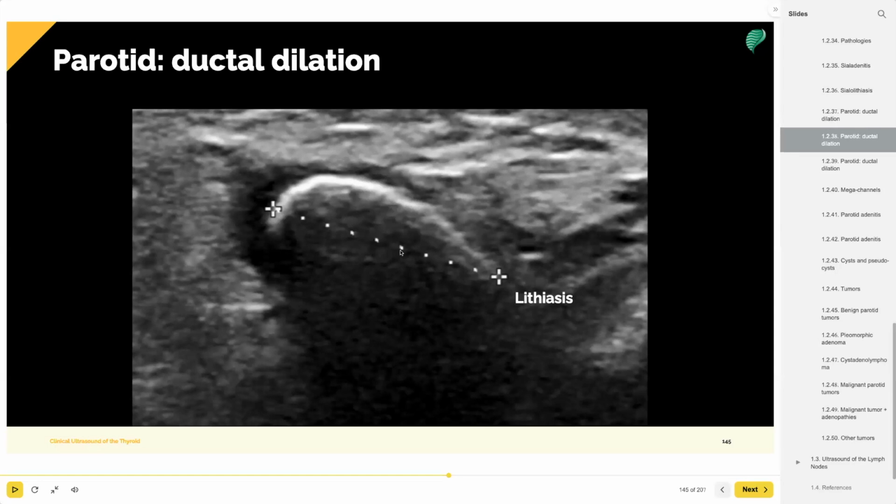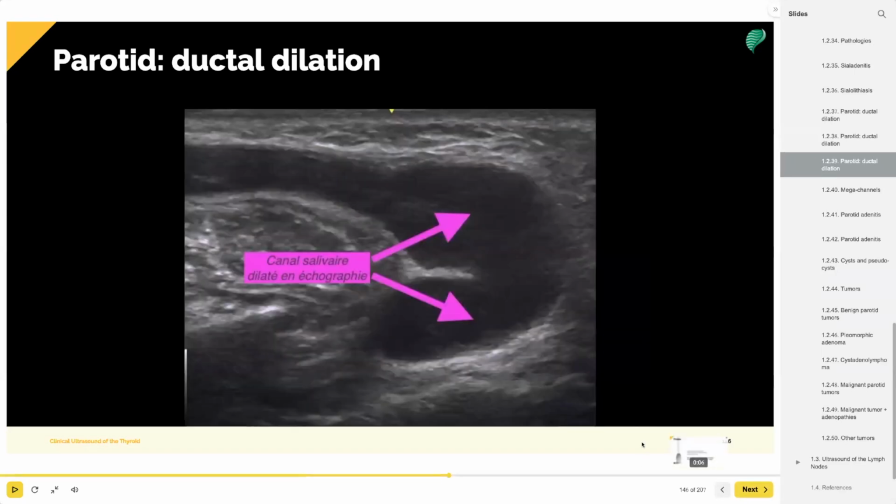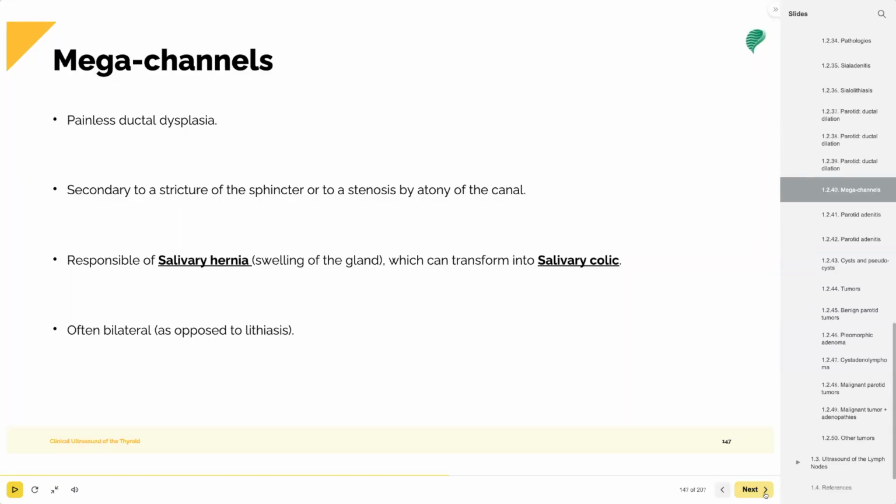This is an example of parotid ductal dilation in this image, and we can also see that there is some acoustic shadowing. We can see in another image, very similar. This is the ductal dilation here. Megaducts or megachannels refer to ductal dysplasia. It's secondary to a stricture of the sphincter or to a stenosis. And it's usually responsible for salivary hernia.